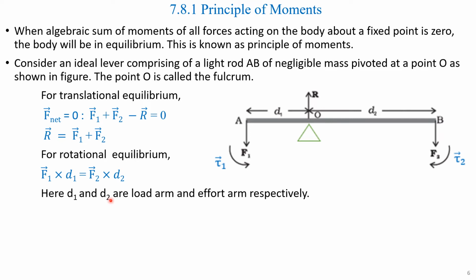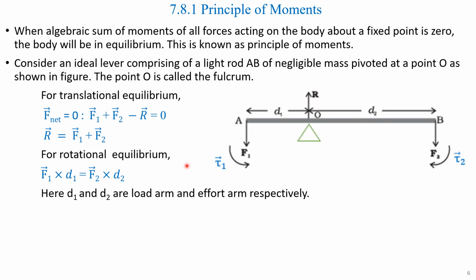In case of the lever, force F1 is usually some weight to be lifted. It is called the load. F1 is called the load, and its distance from the fulcrum, D1, is called the load arm. And F2 is called the effort. Here, the effort is applied to lift the load, and the distance D2 of the effort from the fulcrum is the effort arm. So D2 is the effort arm.